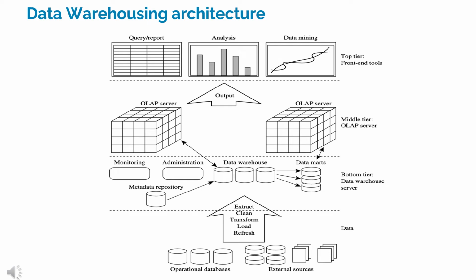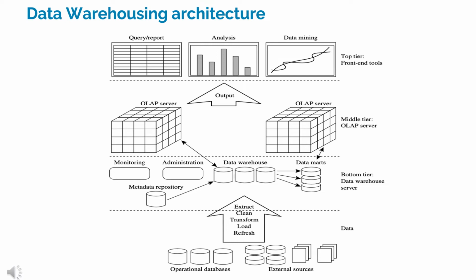Now let us see the architecture of a data warehouse. A data warehouse often adopts a three-tier architecture as presented in this figure. First is the bottom tier. The bottom tier is a warehouse database server that is almost always a relational database system. Backend tools and utilities are used to feed data into the bottom tier from operational databases or other external sources. These tools and utilities perform the data extraction, cleaning, and transformation process, as well as load and refresh functions to update the data warehouse.